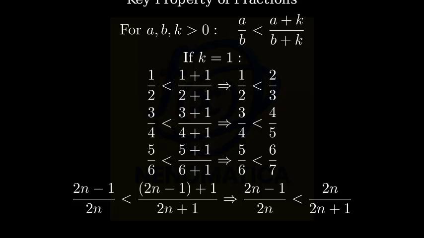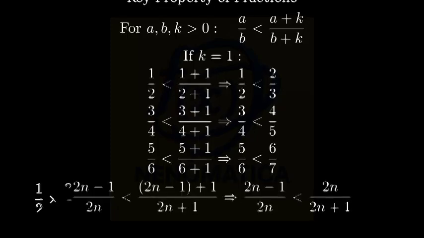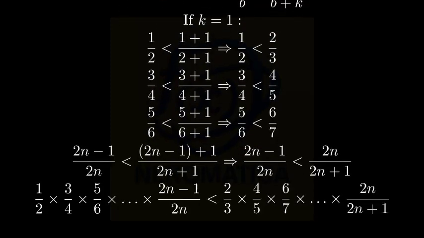Now we can multiply all these inequalities together. On the left side, we get our original expression, 1 over 2 times 3 over 4 times 5 over 6, and so on until 2n minus 1 over 2n. On the right side, we get 2 over 3 times 4 over 5 times 6 over 7, and so on until 2n over 2n plus 1.